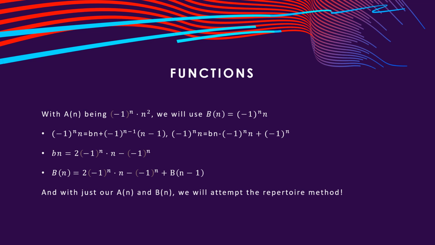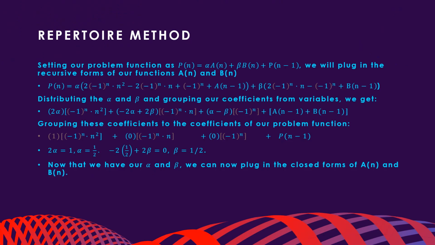And with these closed and recursive functions, we can now attempt the repertoire method. Come up with the function p of n equals alpha a of n plus beta b of n plus p of n minus 1. We can now plug in the recursive functions of a of n and b of n. So we plug these in and we simplify it. And then we group each of the terms for the coefficients for each of the variables.